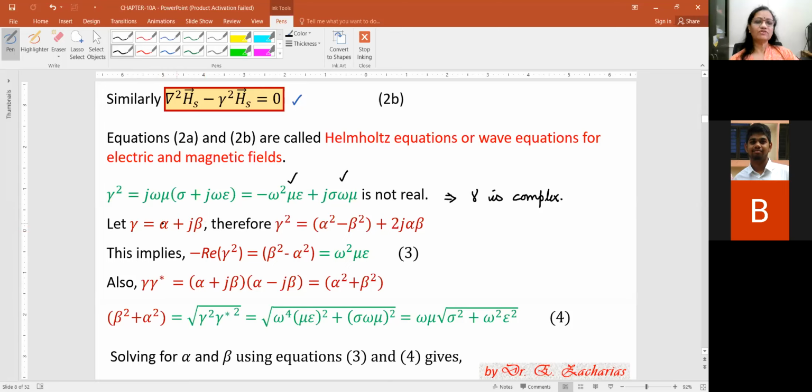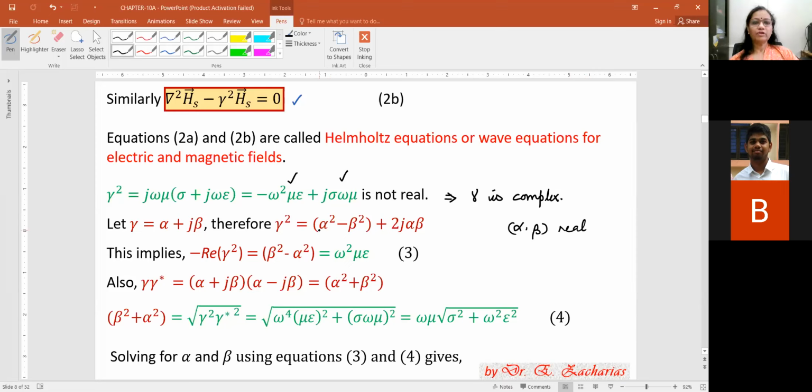So now let us square gamma. If you square gamma, what will you get? Alpha plus j beta into alpha plus j beta, which without even putting it on paper, you will know is alpha square minus beta square plus 2j alpha beta. Please remember, here you are making an assumption that alpha and beta are both real. But gamma is complex.